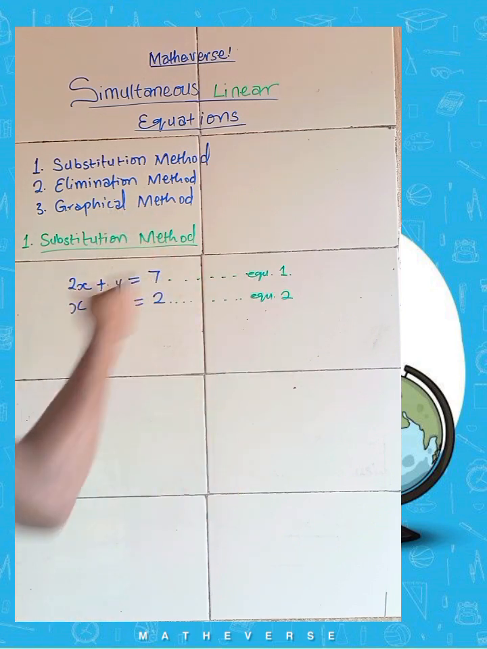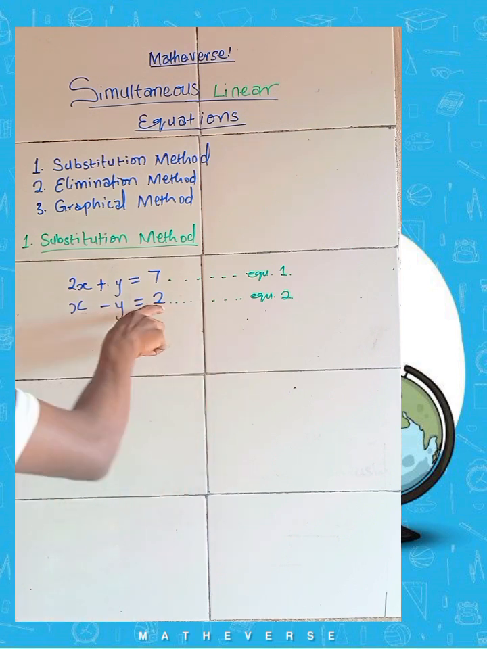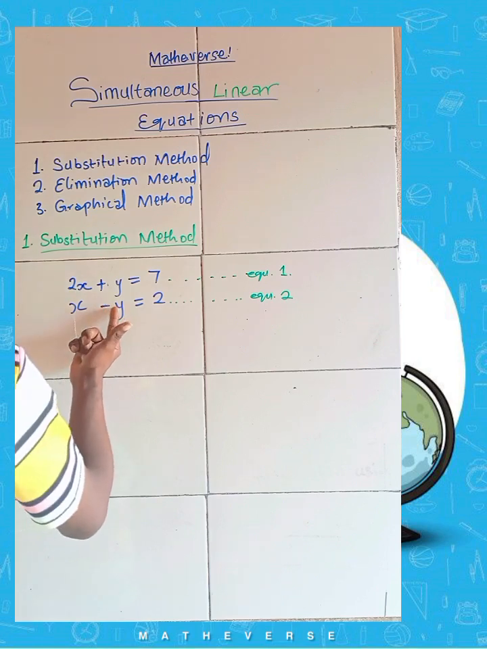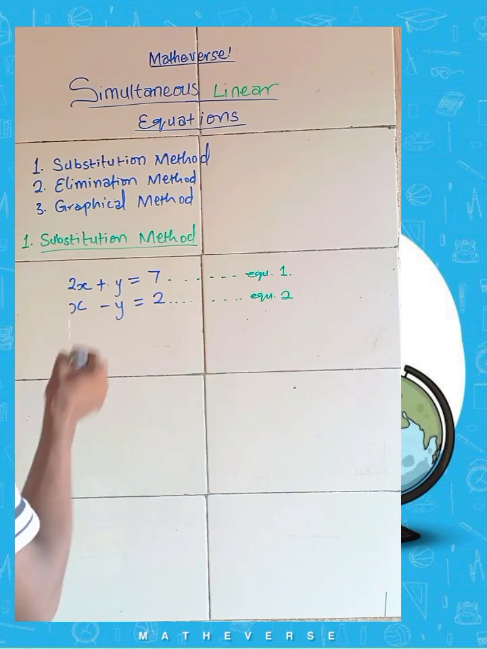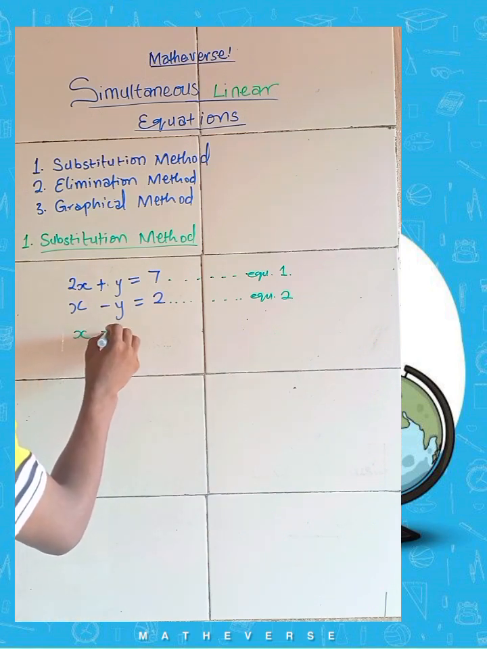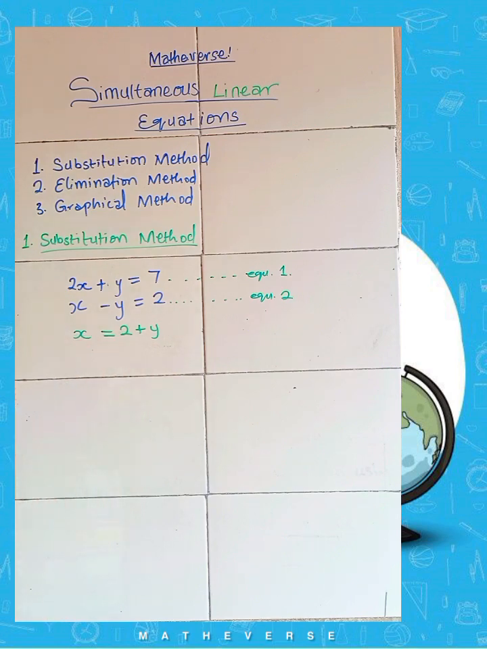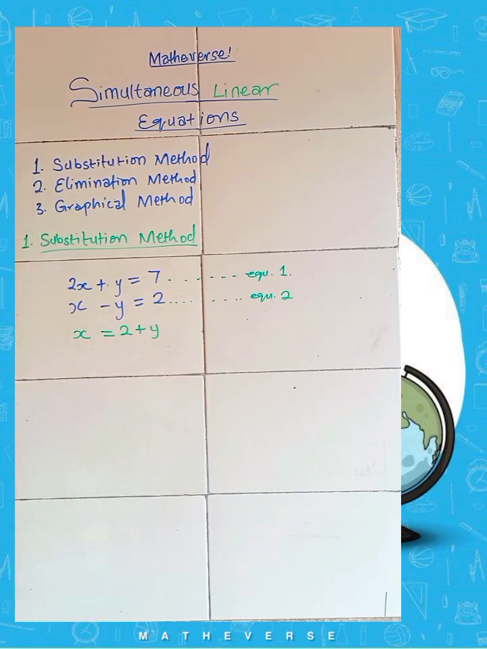Now let us solve for x first. When we solve for x first, we need to work with equation 2 because x is standing alone here. So we take the minus y to this side. It becomes positive y, the reciprocal. You get that? So it will now be x equals 2 plus y. Do you see that? We have rearranged it. So x is now equal to 2 plus y. You understand? This is another equation.